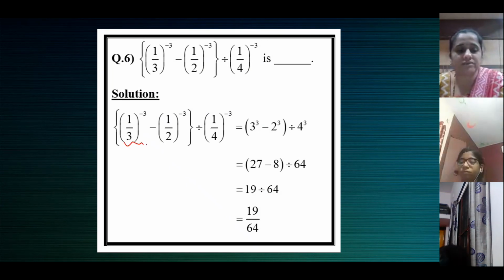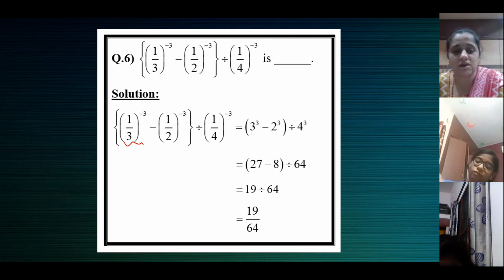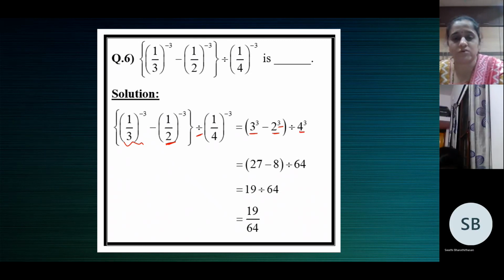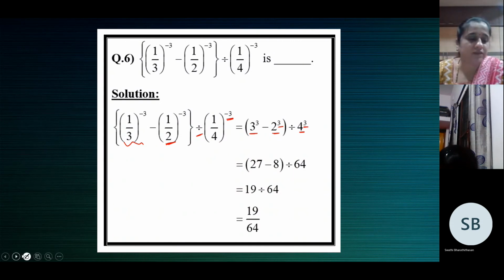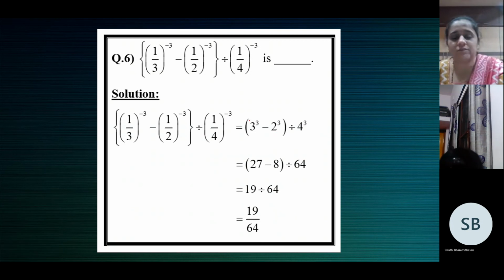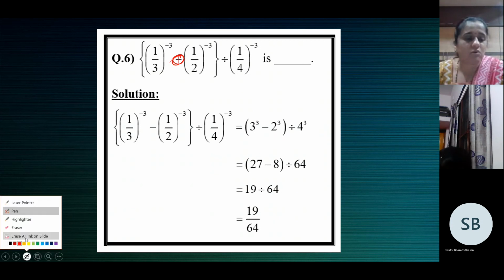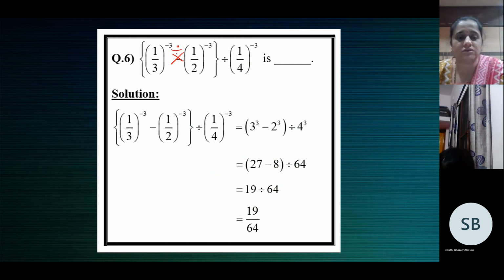So reciprocal of the base, negative of the power. So that will give us 3 cubed. Again, reciprocal of the base 2, negative of the power 3, divided by, same thing here, reciprocal of the base 4, negative of the power 3. So that's the first step. Everywhere the powers are negative, so we make the powers positive. And we cannot apply the law because it's minus here. I've told you when there's plus or minus, you cannot apply the law. The law holds good only when it's multiplication or division.